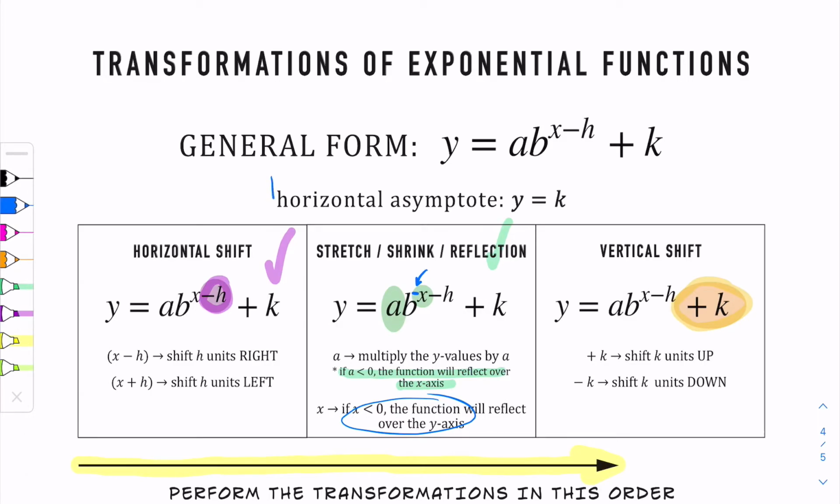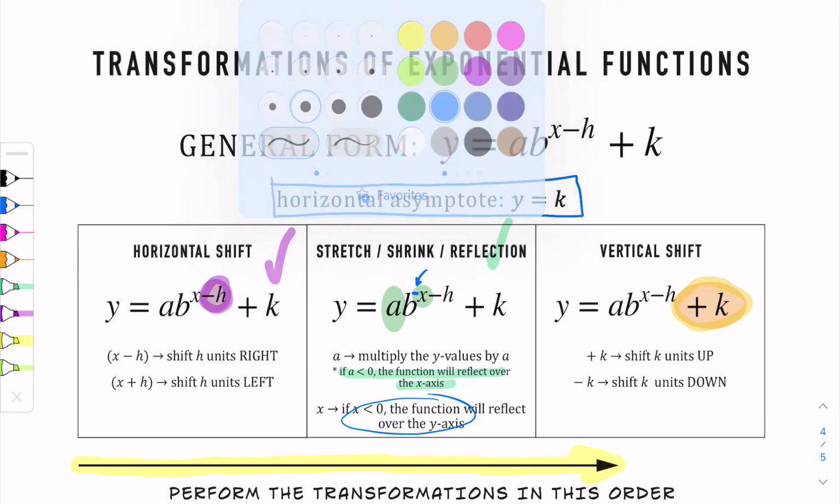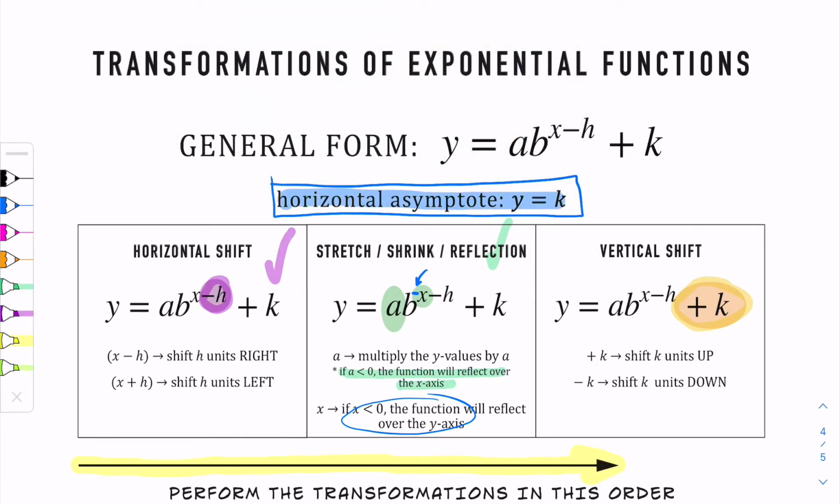Also, your horizontal asymptote always starts at 0, but it shifts up or down with the graph. So a quick shortcut to your horizontal asymptote is to just understand what your k value is. If you have a k value, that k value is going to be your horizontal asymptote. And I'll show you when we go over a few examples.